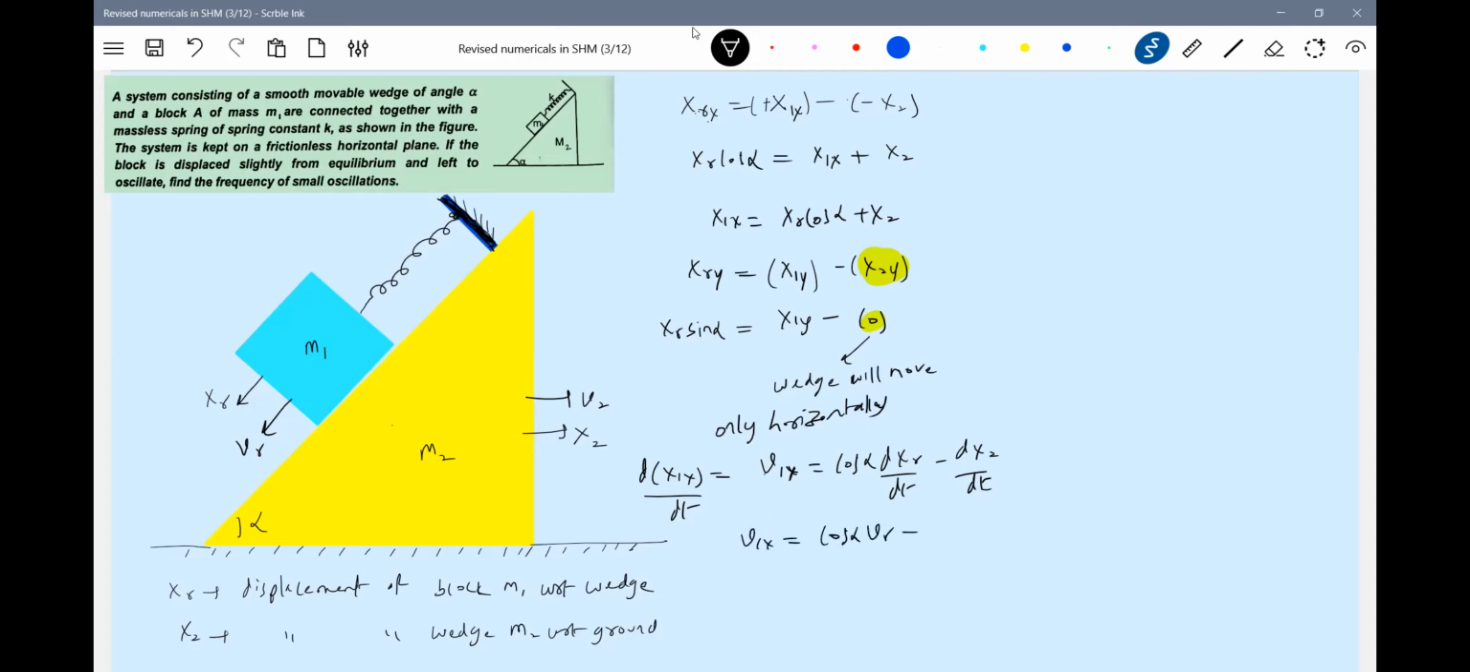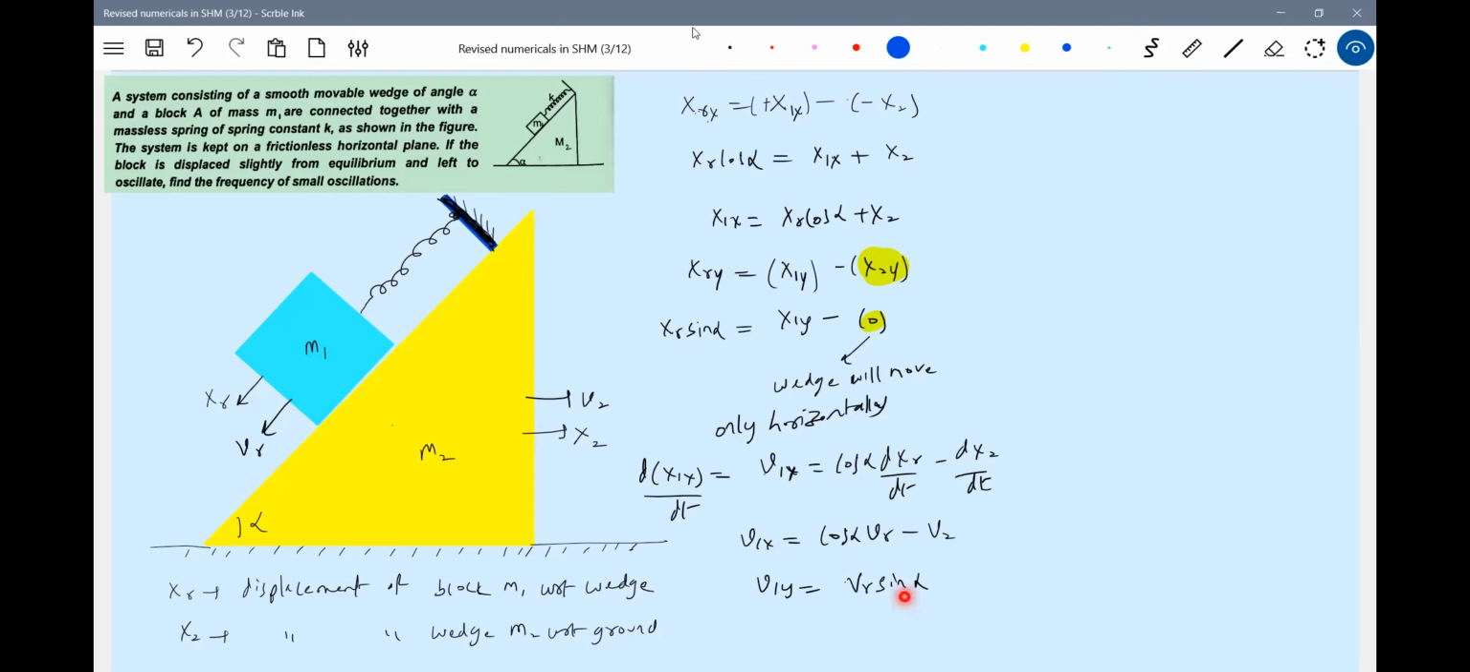This is VR and this is V2. If you want, you can directly go for it. Let the velocity of the speed of the block with respect to wedge be VR along the incline. Then similarly, V1Y will take it. So this should be equal to VR sine alpha. Differentiating this equation.